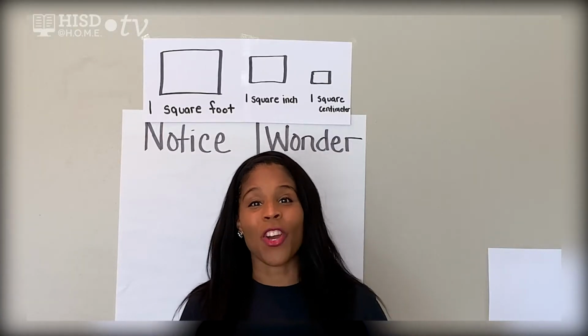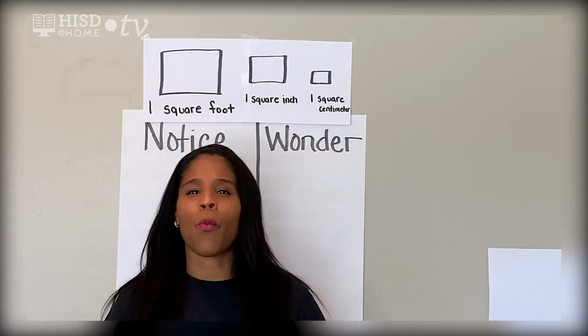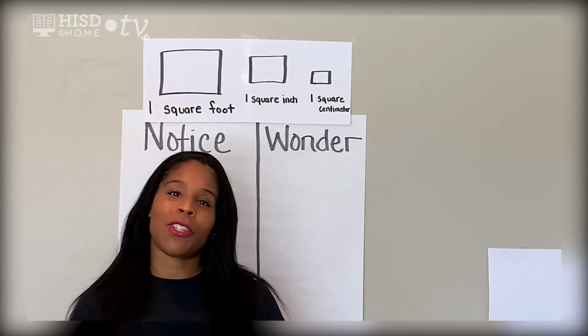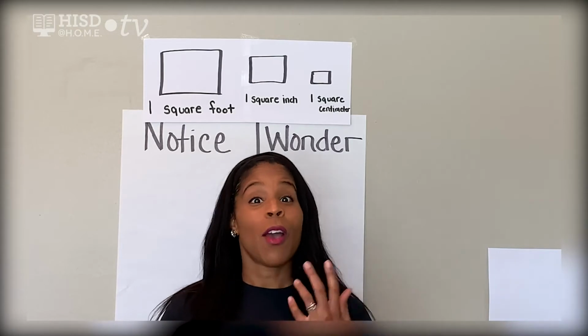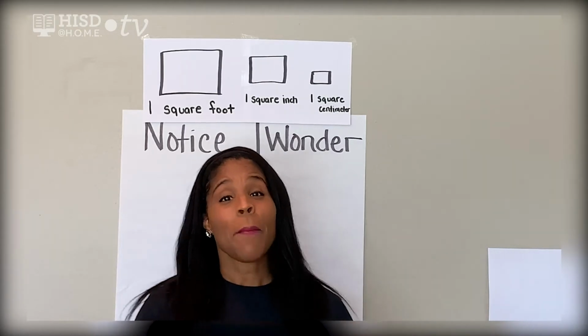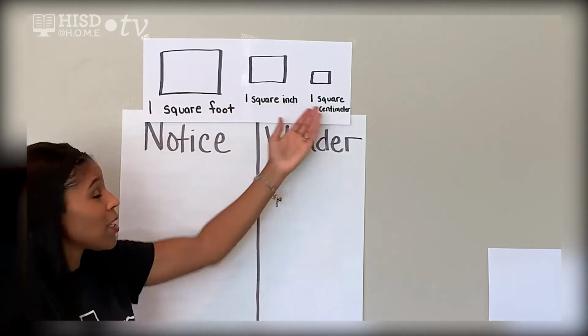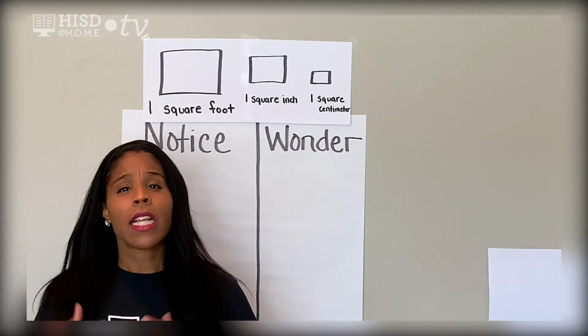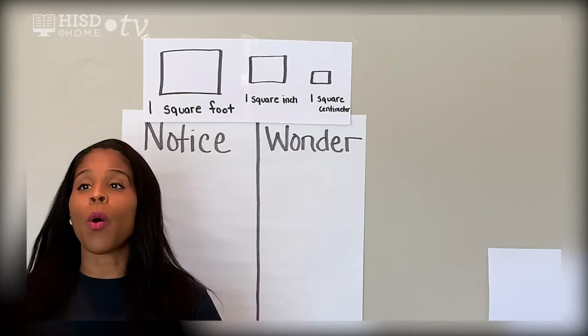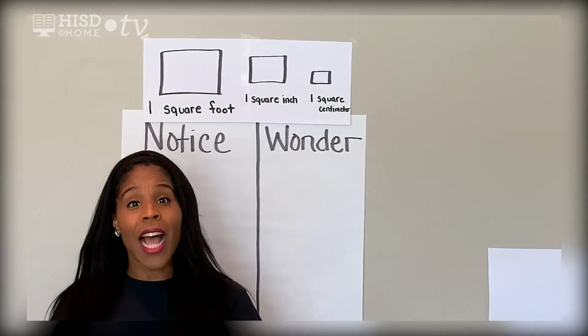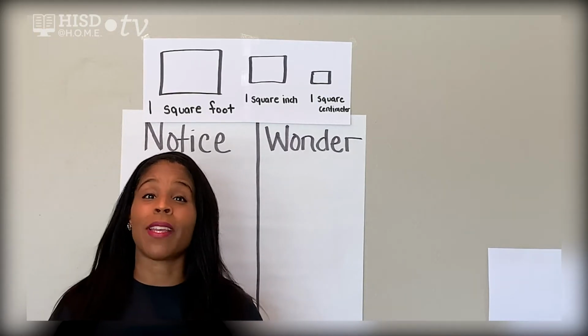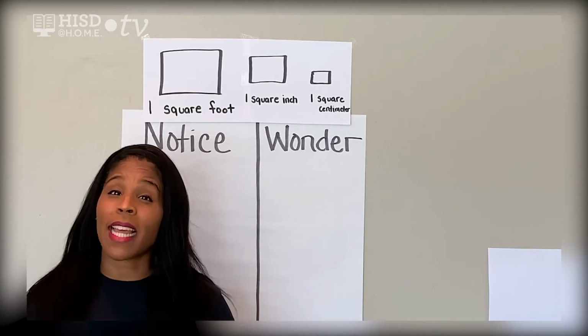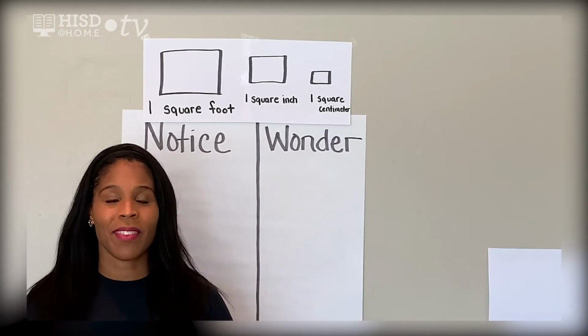Now we're about to get started to do our notice and our wonder. I know you guys have done this with your teacher before, so we're going to play this game, what you notice and what you wonder. Behind me, I have some squares. I'm going to give you about 30 seconds to look over what you notice and what you wonder. If you want to jot some things down, use your paper that I told you to get out earlier and jot some things down that you notice and that you wonder.